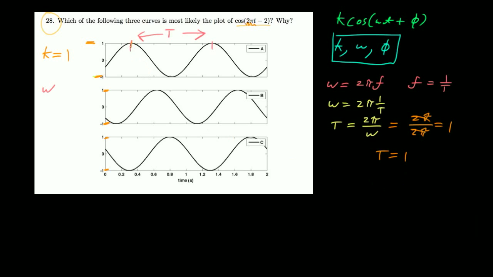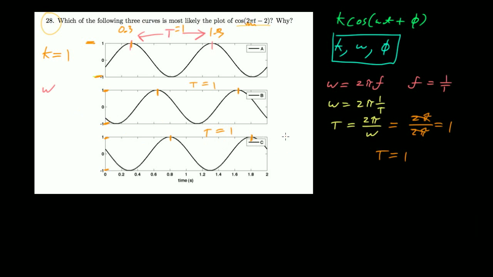So if we look at this, it looks like that first peak is maybe around, say, 0.3, and this peak is around 1.3. So that T looks like it's about 1. And it looks like this peak is a little past 0.6, and that peak is a little past 1.6. That period is also 1. And then finally, that peak is right at 0.8, and that peak is right at 1.8. That period is also equal to 1.